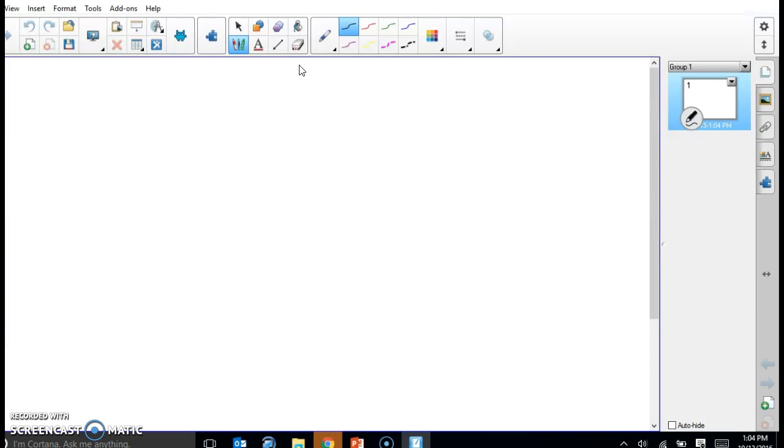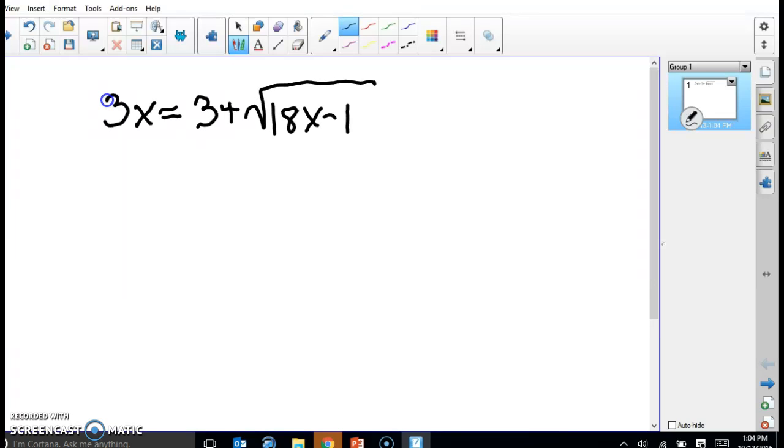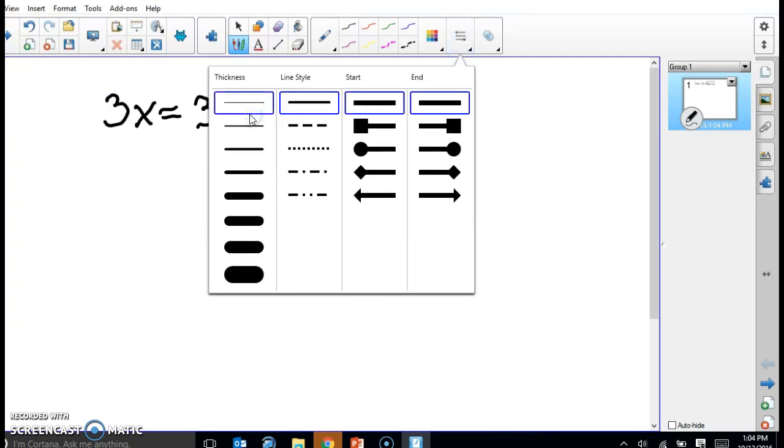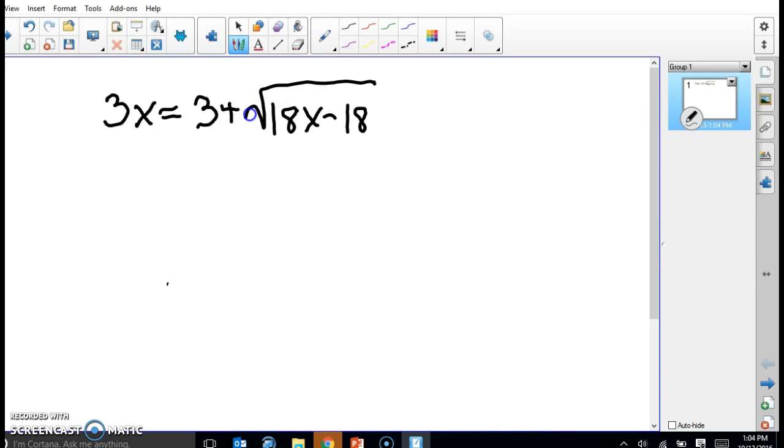All right, so for 6a we have 3x equals 3 plus the square root of 18x minus 18. So the first thing that we're going to do is isolate our radical. We're going to get it by itself. So what do we need to move first? The 3. The 3. So I'm going to subtract that and put on both sides.